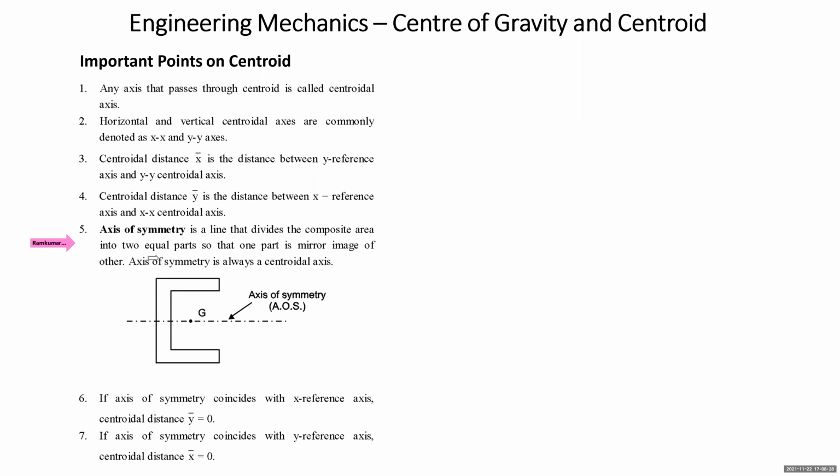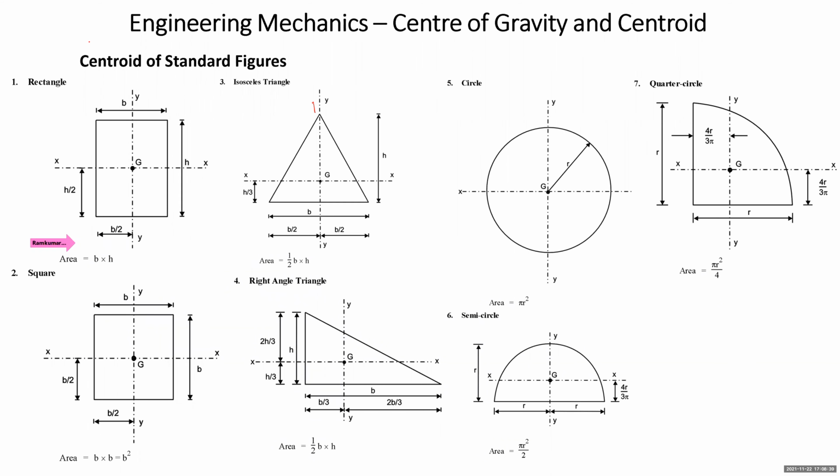As in the standard figure slide, we have also seen this. You can see that this is an axis of symmetry, right? This is also an axis of symmetry. Here, this is an axis of symmetry, this is an axis of symmetry. In case of circle, both are axes of symmetry. In case of semicircle, this is the axis of symmetry.